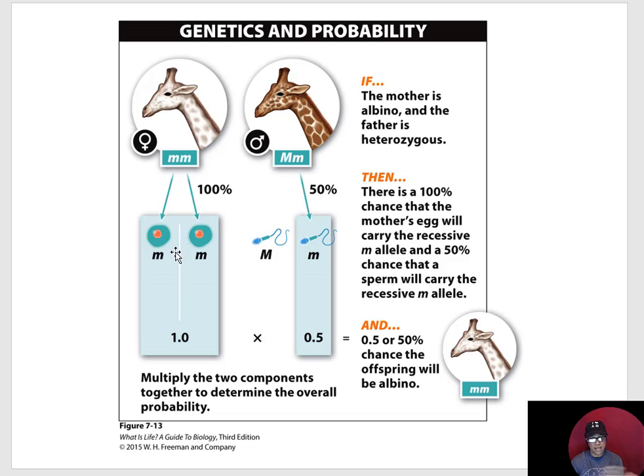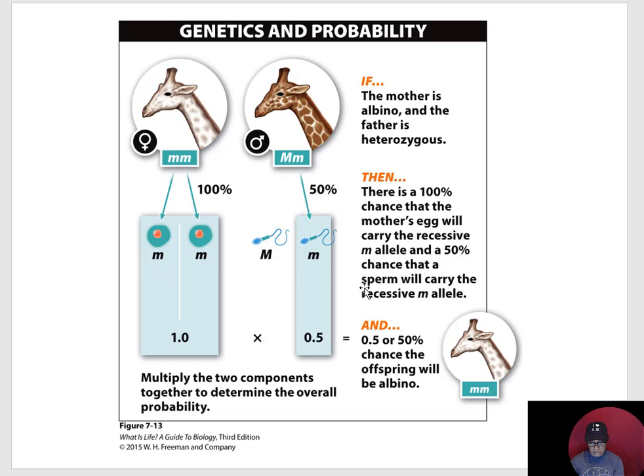That's all she can put in an egg, is the recessive allele. So there's a 100% chance that her egg will carry the recessive allele, and a 50% chance that a sperm will carry the recessive allele in the male, because he could have one that has the dominant allele, and he can have a sperm that has the recessive allele, and that's a 50% chance.